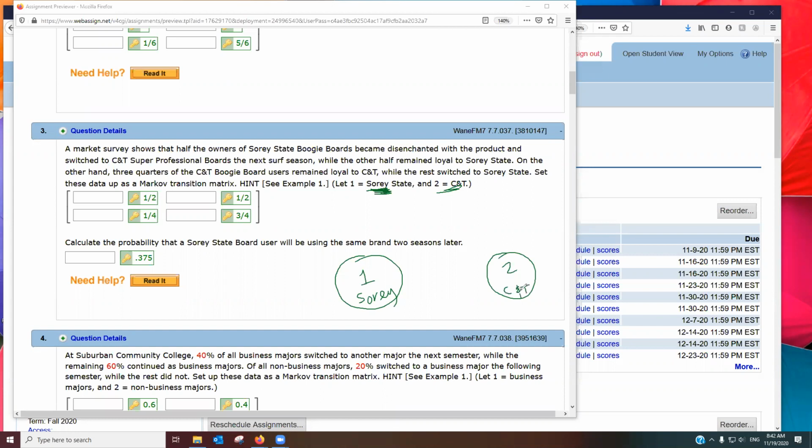All right, now I'm going to mark down the transitions. It says half of Sorry switch to C&T, while the other half remain loyal to Sorry. That means the other half are staying with Sorry. Okay, 3/4 of C&T stay loyal. So that means 3/4 stay loyal, 0.75. And the rest switch to Sorry. Well, if 0.75 are loyal, that must mean the other 0.25 are switching to Sorry.